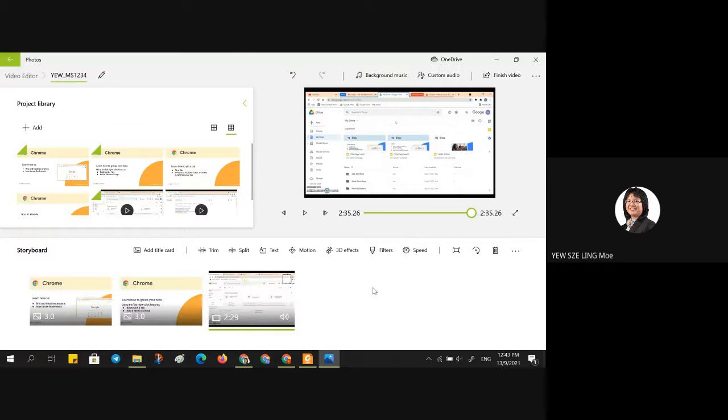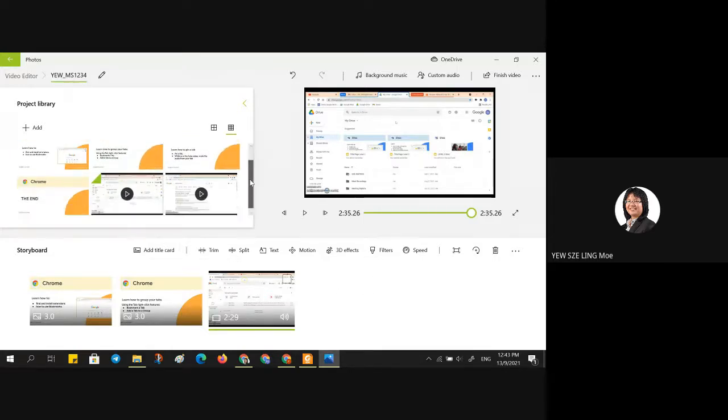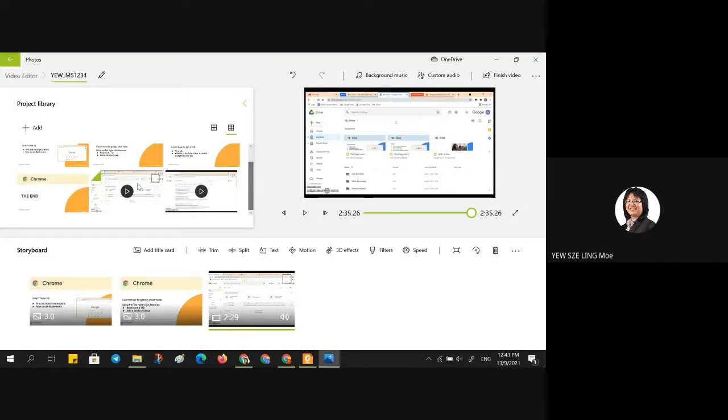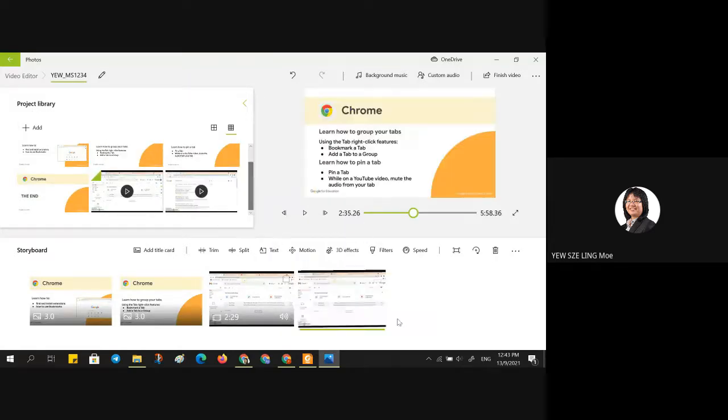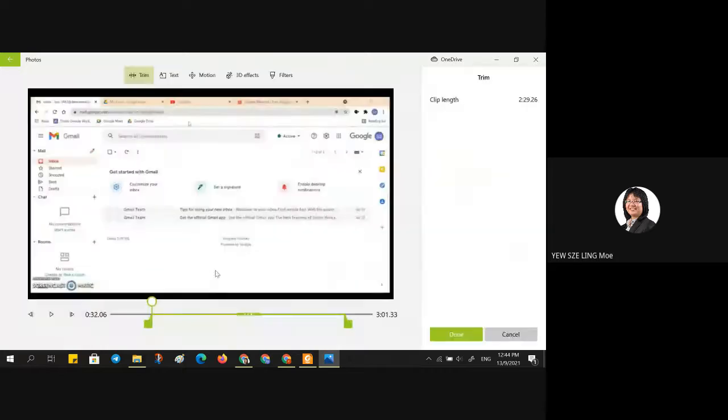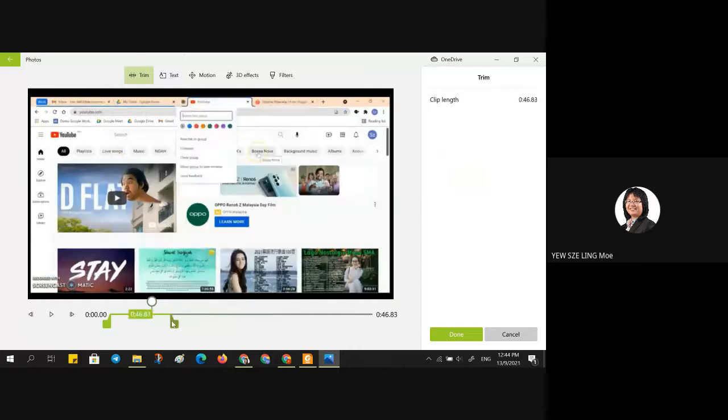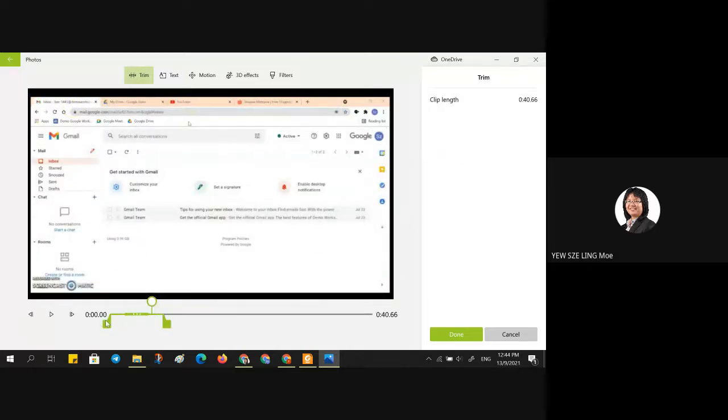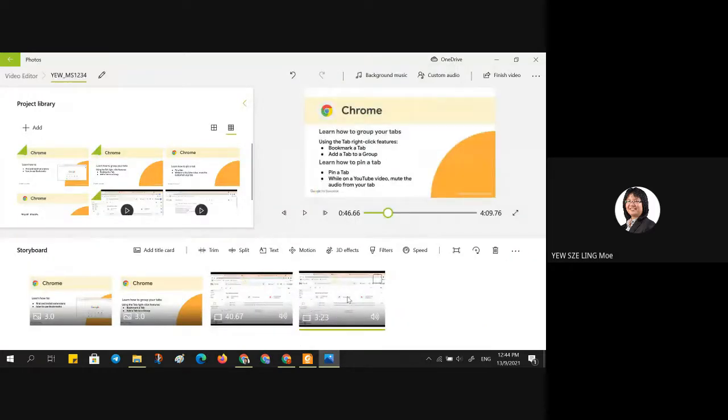Now, what if in this video you want the beginning and you want the ending, but you don't want the middle part? Then you go to the project library again and drag the same video once again. So now you have 2 identical videos. What are you going to do? You go to the first video. If you want just the beginning, you drag the second marker until the point that you want. Let's say this is the part that you want to keep. Done.